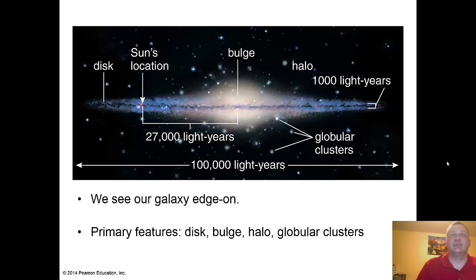So here's a schematic of our galaxy. We see our galaxy edge on, and there are some features to it, such as the disk, the flat part, the bulge in the center, the halo, which is kind of like the suburbs all around it. And in the suburbs, we have these little cities called globular clusters, which have many very old stars. And now the sun's location is right here, about 27,000 light years from the center. This galaxy, the Milky Way, is 100,000 light years across and about 1,000 light years tall, the disk. And in the middle is a bunch of dust. And we call this a spiral-barred galaxy.